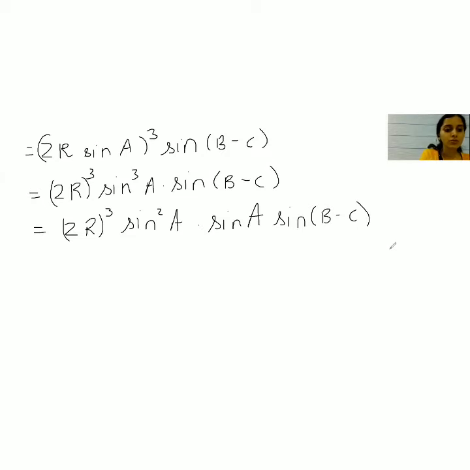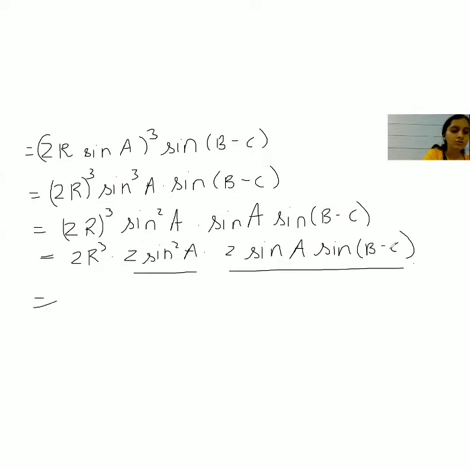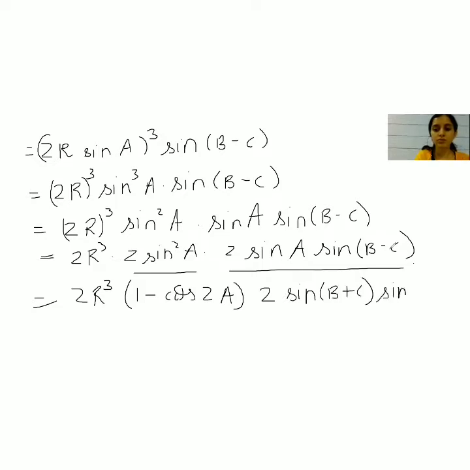Yes, so now this 2 cube r cube can be split as 2r cube, 2 sine square A and 2 sine A sine of b minus c. I've just segregated this 2 to each of the terms. Then 2r cube as it is. 2 sine square A can be written as 1 minus cos 2A. Now 2 sine A can be written as sine of b plus c. How? That I'll show you in just a minute. Sine of b minus c.